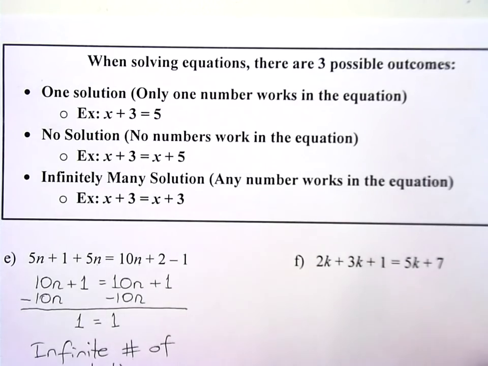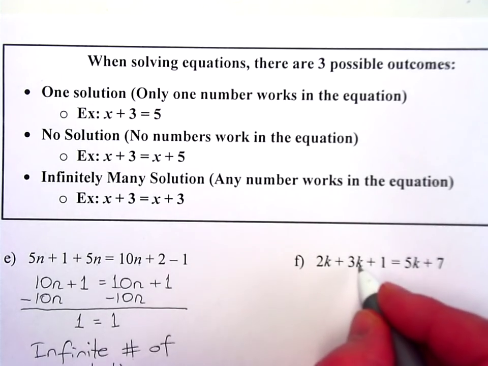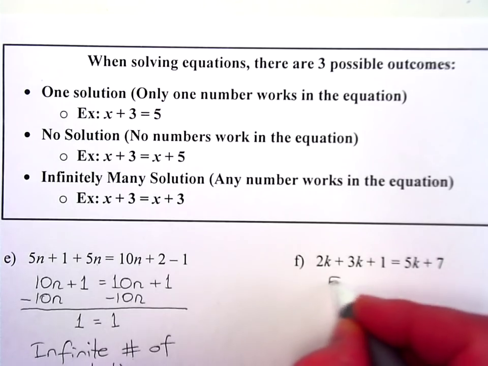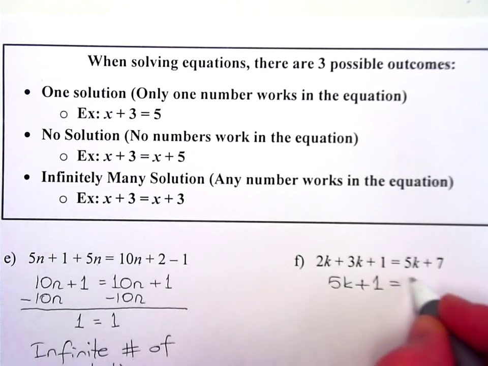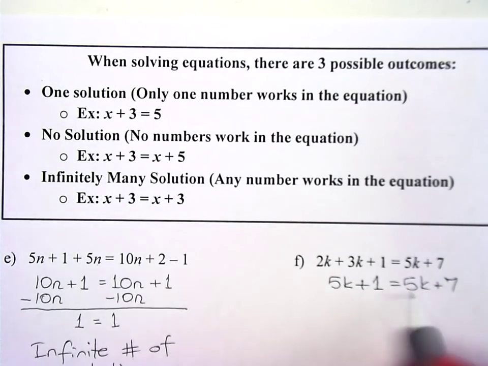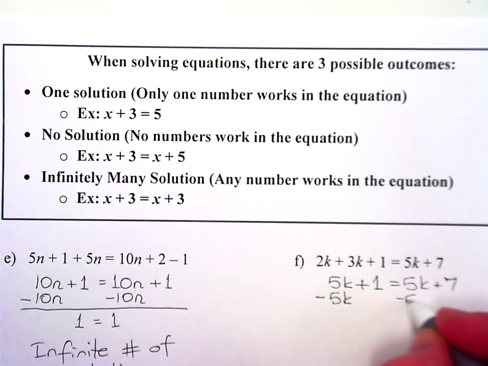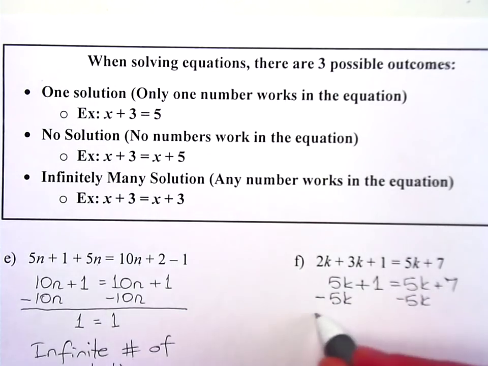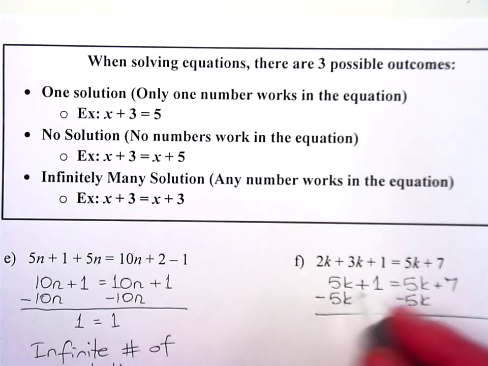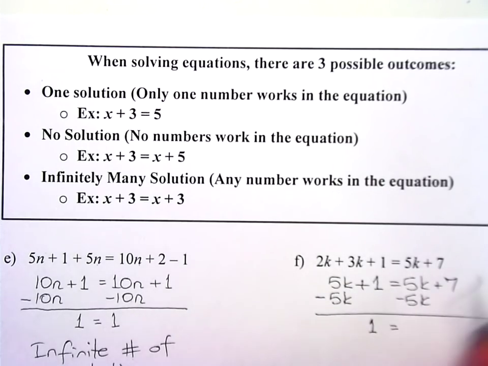Let's look at this one though. I have 2k plus 3k on the left side that I can combine, which is 5k, and I still have plus 1. On the other side, I have 5k plus 7. So now if I want to cancel my variable, I have 5k minus 5k, and I end up with, oh, these two cancel out. I have 1 left there. These two cancel out. I have 7 there.